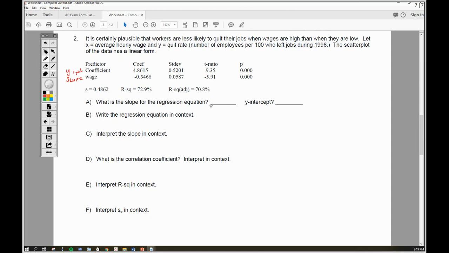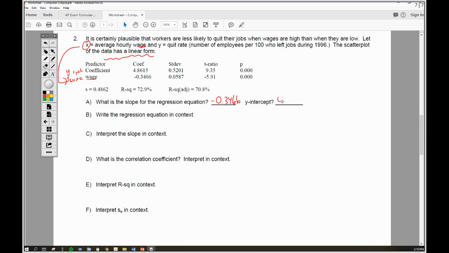Kids, this is only like the 10th time I've ever done this worksheet. What is the slope for the regression equation? All right, so we find the slope, we find the y-intercept, slope goes with wage goes with x. So whatever is the x value here is going to go with our slope, and that's the important thing that we understand. So slope, negative 0.3466. Notice that we didn't get a scatter plot or a residual plot this time, so we're just going to have to go with the data is a linear form for this one.